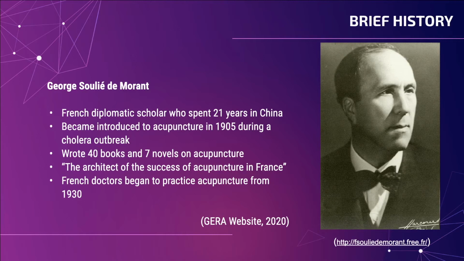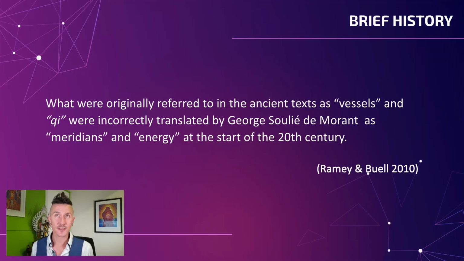However, because he was translating the text from Chinese into French, what were originally referred to in the ancient texts as vessels and qi were incorrectly translated by Mr. Soulié de Morant as meridians and energy at the start of the 20th century. Those ancient texts were translated from Chinese into French and then from French into English. And then, hey presto, in the modern day, we now have energy running through meridians. Meridians are invisible lines on the earth to tell you what time it is around the world, and energy comes in all shapes and sizes and is a completely inaccurate depiction of what qi is, as we've seen.